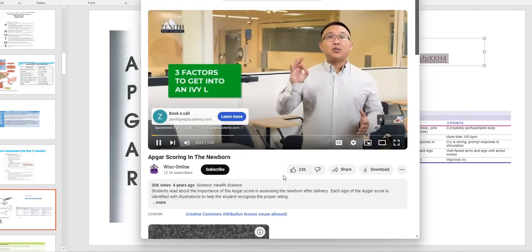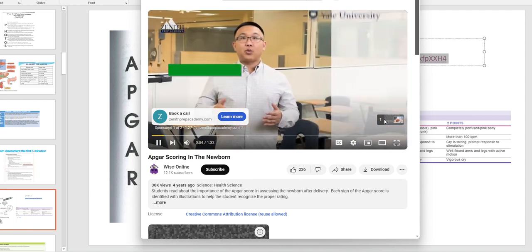Your child needs these 3 factors to get into an Ivy League or top 25 university.